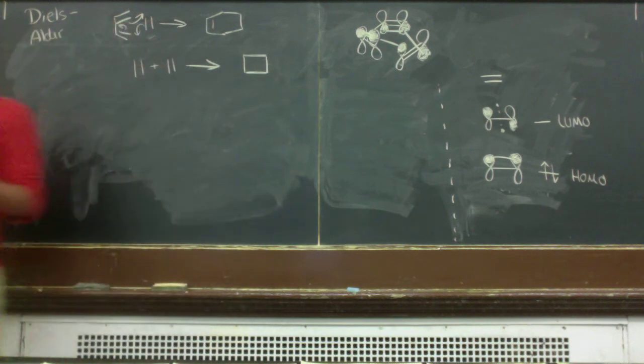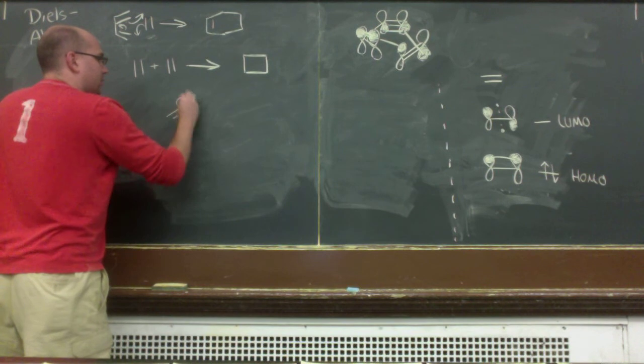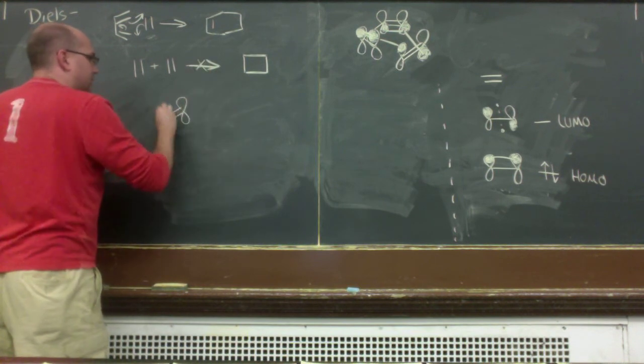Okay, here's two double bonds reacting with one another. If these are going to react with one another, what we'll have to do to predict whether or not these can react, so these don't, and I'll explain why.